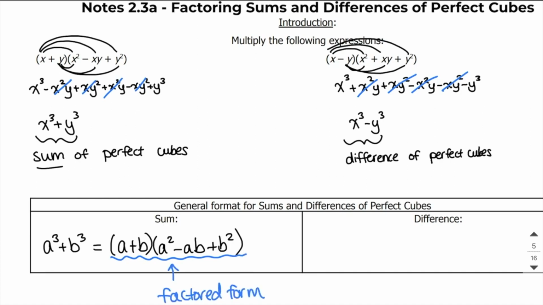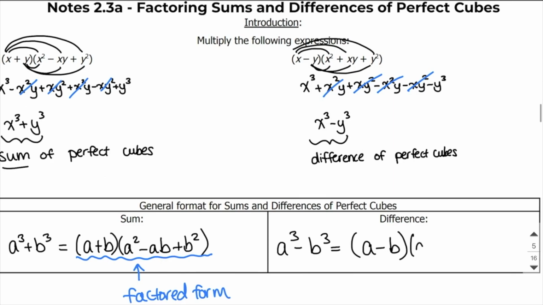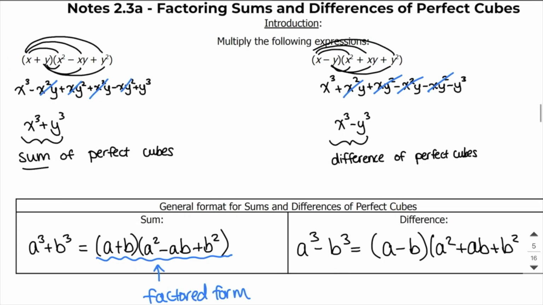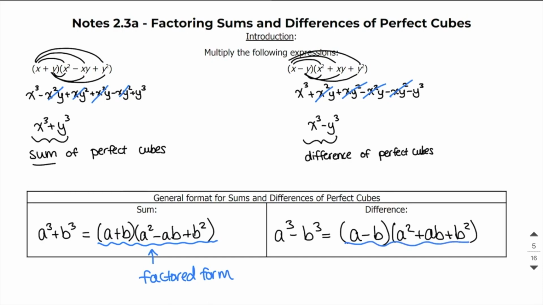And the difference of perfect cubes is almost exactly the same. It's a cubed minus b cubed, but instead of a plus b, it will now be a minus b. And then here, instead of a squared minus ab, it is now a squared plus ab plus b squared. And we need one of these to be positive, one of these to be negative, so that these terms that we have here cancel out. And same thing here, one negative, one positive to get these terms here to cancel out. And this is also our factored form.